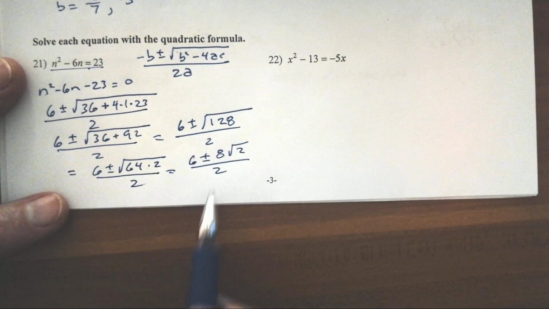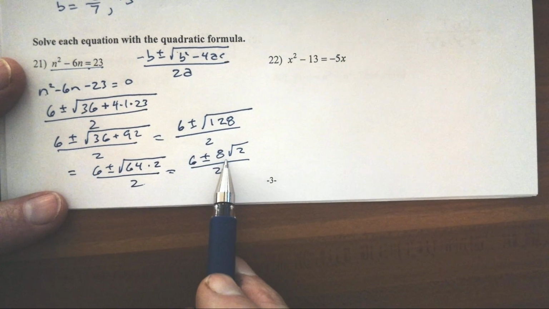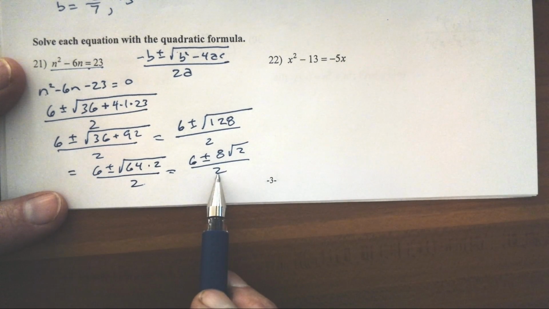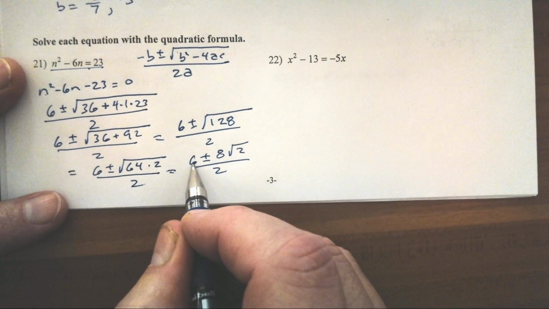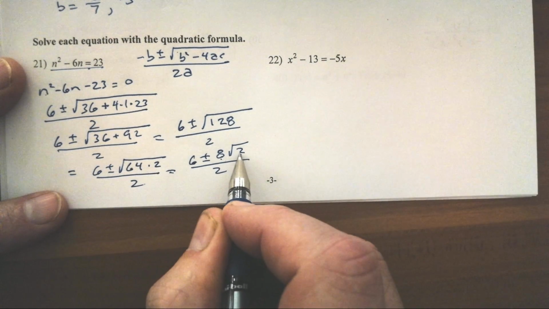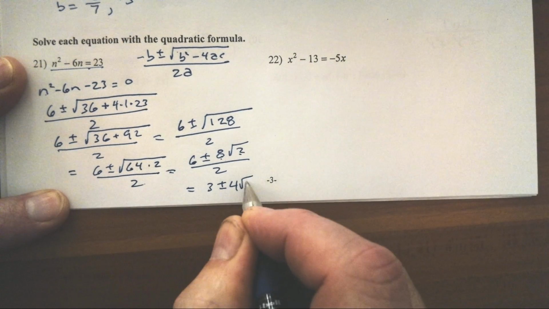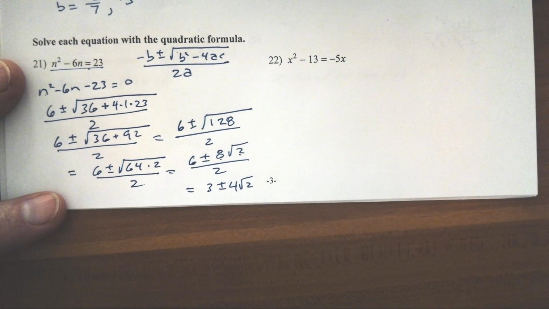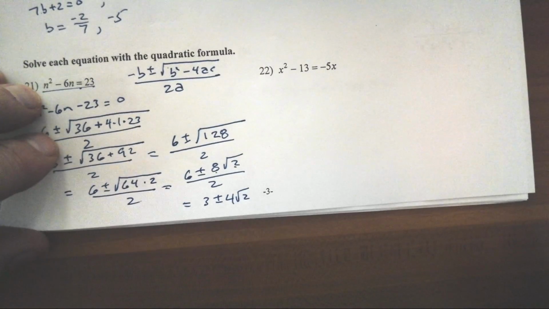Now, can we reduce the 2 and the 6? No. Can we reduce the 2 and the 8? No, but can I reduce the top and bottom by 2? Half of 6 is 3. Half of 8 square roots of 2 is 4 square roots of 2. This equals 3 plus or minus 4 square root of 2. Okay, good time for you to try number 22.